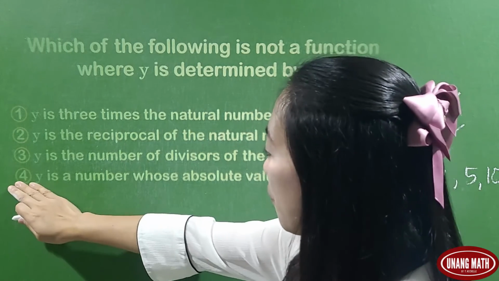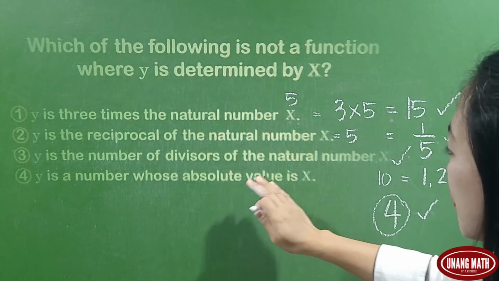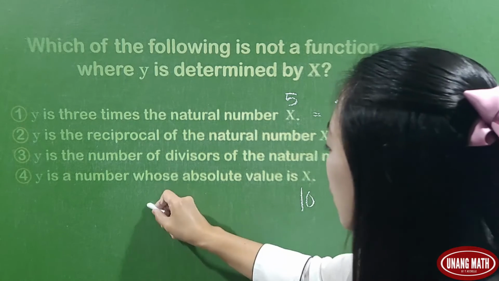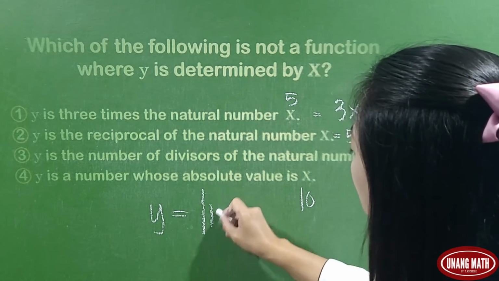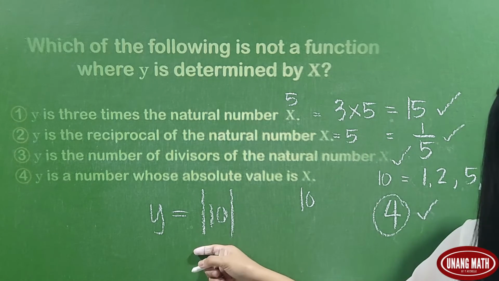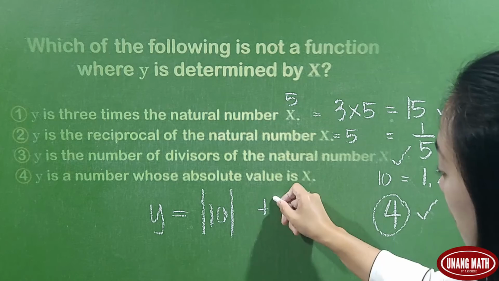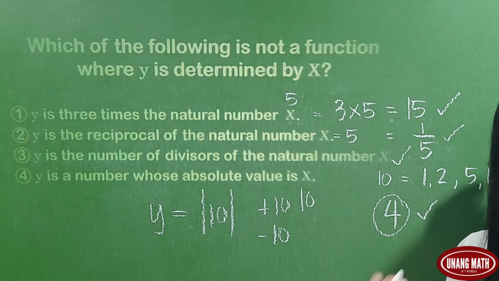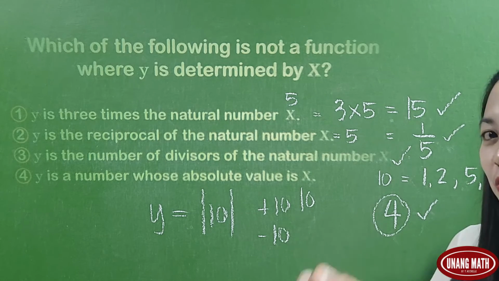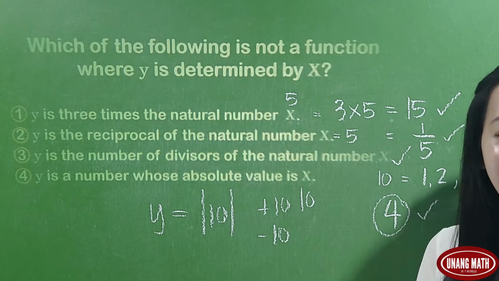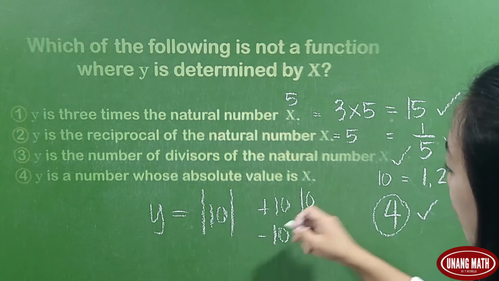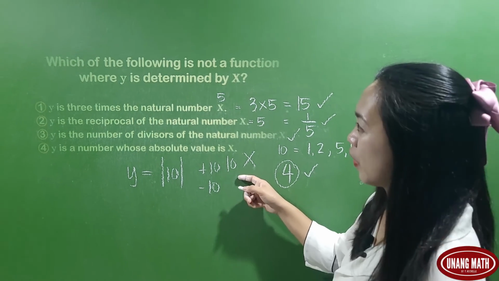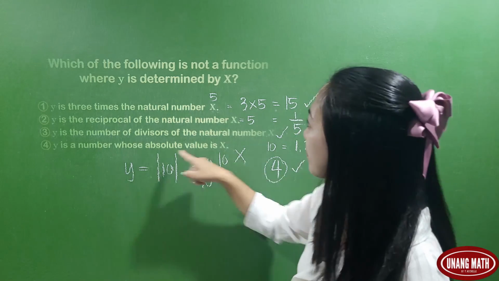This time take a look at number 4. y is a number whose absolute value is x. Let's say x is 10. So the absolute value of y is 10. That can be positive 10 or negative 10. So we have here two values. Remember, the output, or the value of y, must be a unique or just a single value. So it means number 4 is not an example of a function. So this is wrong, and the answer to this problem is number 4.